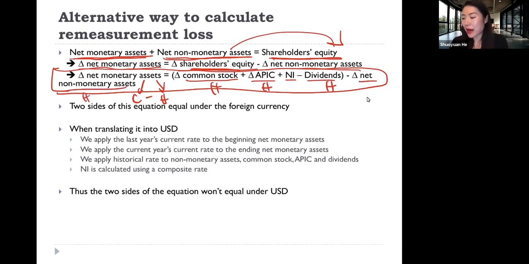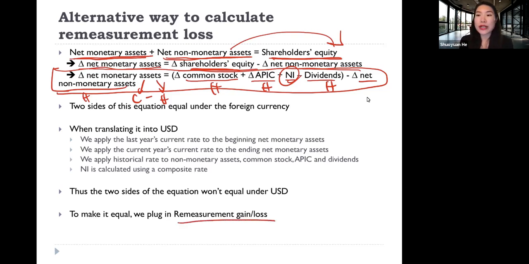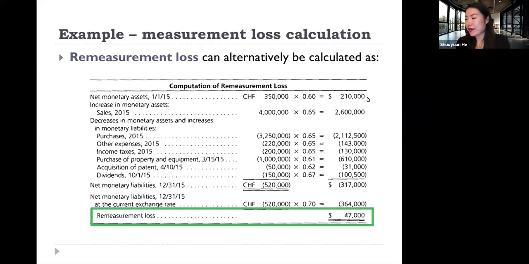For non-monetary asset, we apply the historic rate, and it actually depends on what kind of non-monetary asset it is. It can be a little bit complicated as well here. And net income is composed of different components. It is a composition of different rates. So now, because we're applying different rates to different parts of this equation, this equation is not going to balance after remeasurement. And we need to plug in whatever we need to make it balance. That is called remeasurement gain or loss. So it's just similar logic here.